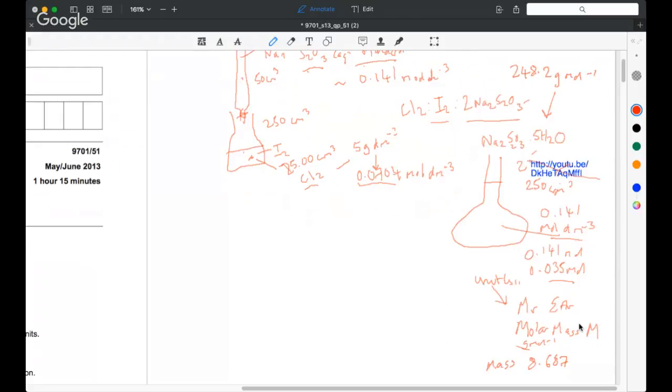In principle, you've got to measure out a mass of 8.687 grams, dissolve it in water, and get it in a volumetric flask of 250 centimeters cubed. But the accurate way of measuring the mass is going to be measuring by difference. I don't know if you got that in the work that you did.